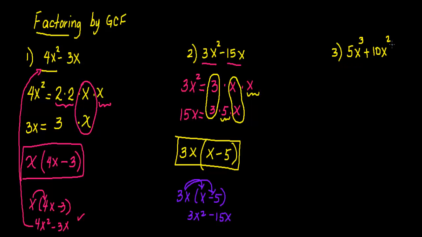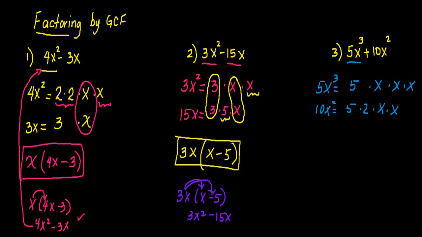5x cubed plus 10x squared. Let's make a list of all the factors of 5x cubed. So that would be 5 times x, times x times x, and 10x squared. That would be 5 times 2 times x times x. So 5 times x times x times x, and 5 times 2, which is 10, times x times x.